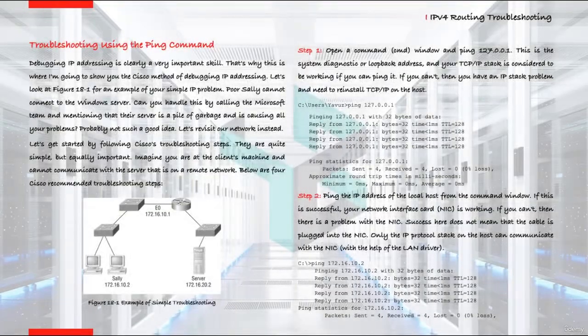First of all, let's take a look at how we detect errors using the ping command. We have already used the ping and traceroute commands many times before, now we have a reminder here. The figure here shows a simple error troubleshooting example. The user Sally here cannot access the Windows server here. We will try to solve this problem by pinging.